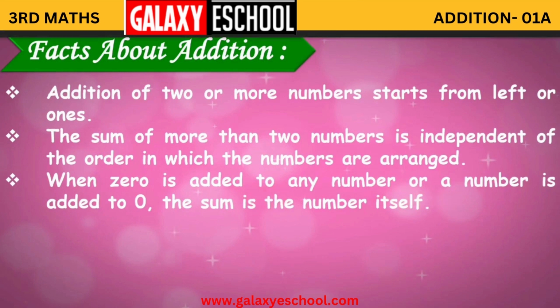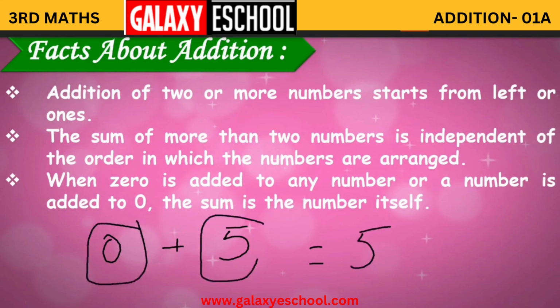When 0 is added to any number or a number is added to 0, the sum is the number itself. For example, if you have 0 chocolates, and then I give you, let us say, 5 chocolates. You had 0. 0 means nothing. Yes, children, 0 means nothing. You had no chocolates and then I gave you 5 chocolates. Now how many chocolates will you be having? Think. Yes, 5 chocolates. So what did we observe here? When we added 0 to the number 5, we got the same number.